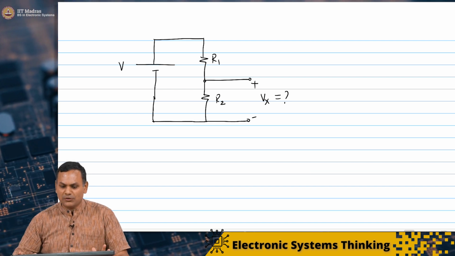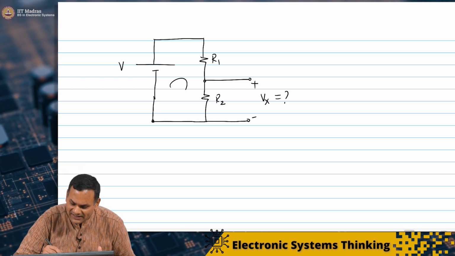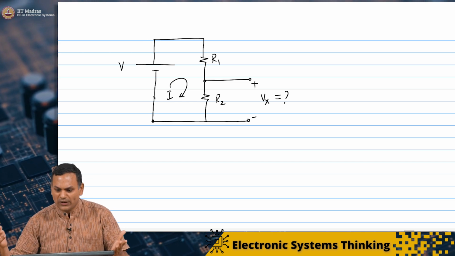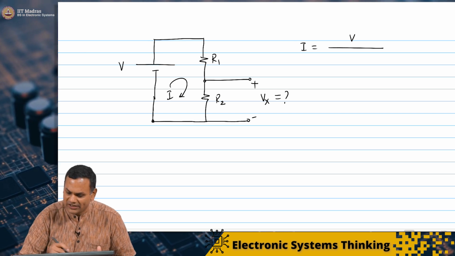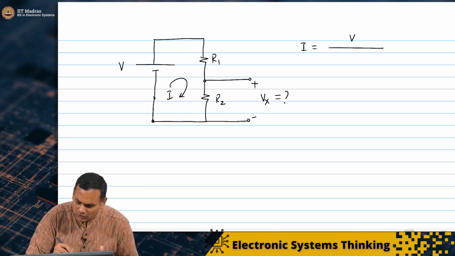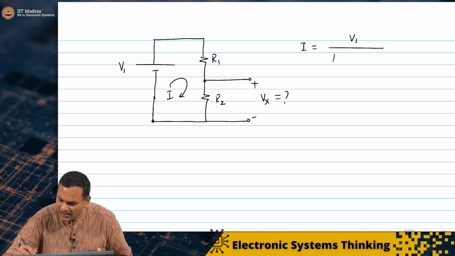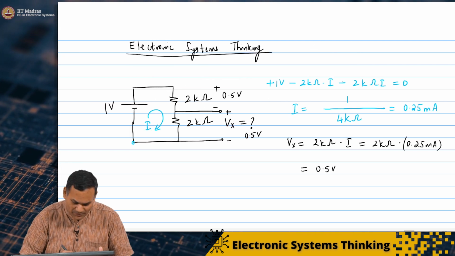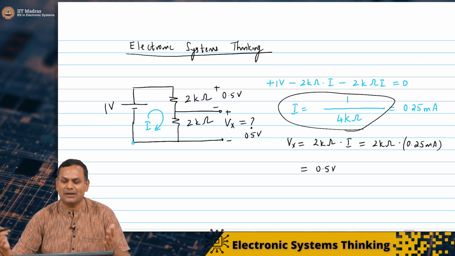We will follow the same procedure. We will start from here, go around the loop and come back clockwise, and let us say that this current is I. I think you can see where we are going with this. So, we will say that V is the input voltage, maybe I will give it a name so that we do not get confused. I will call this V1. So, the current is the input voltage V1 over R1 plus R2. What did we have previously? The current was 1 volt over 2 kilo ohms plus 2 kilo ohms.